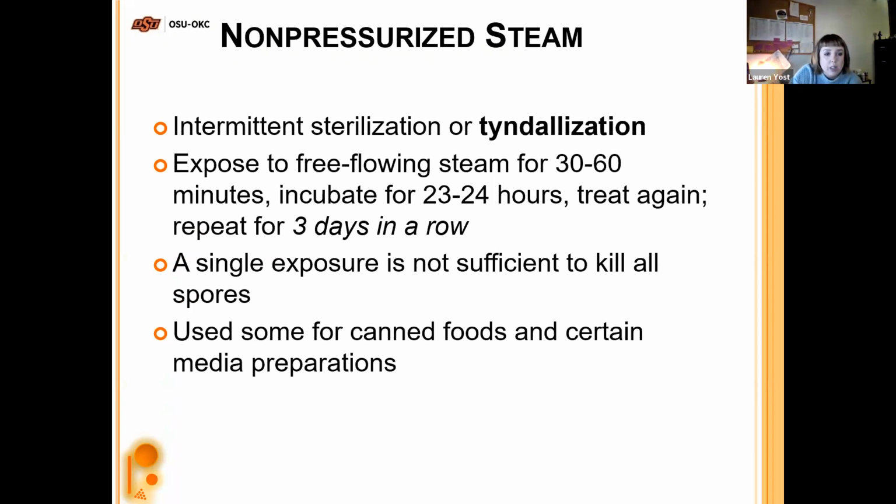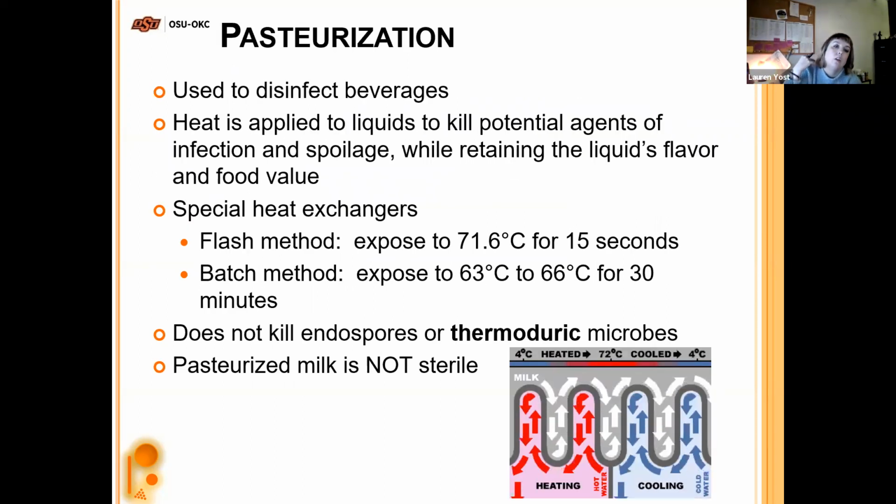Intermittent sterilization is also known as tyndallization. If you see that word, just know it means intermittent sterilization. We use free-flowing steam for 30 to 60 minutes, incubate it for 23 to 24 hours, and then treat it again. You do that three days in a row because one exposure isn't enough to kill. We use this for some canned foods and certain special media that we can't treat in an autoclave. Pasteurization is a similar thing, but faster.